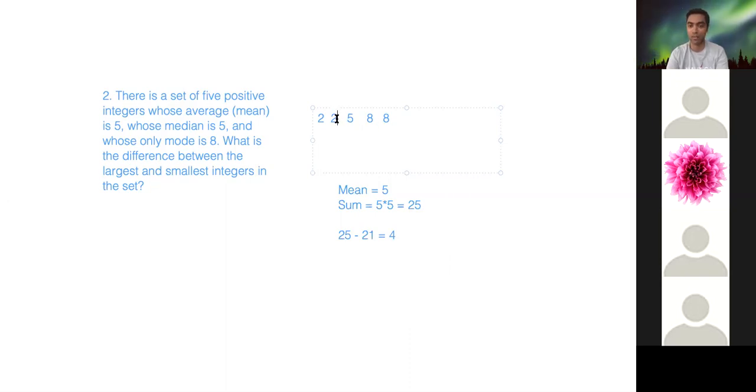We know the sum of the first 2 has to be 4, and it has to be positive integers. So the 2 other numbers that add up to 4 would be 1 and 3. So we know the numbers must be 1, 3, 5, 8, 8. And we can check: median is 5, mode is 8, mean is 5, so everything checks out. Now we just want the difference between the largest and smallest integers in the set. Largest is 8, smallest is 1, the difference is 7.